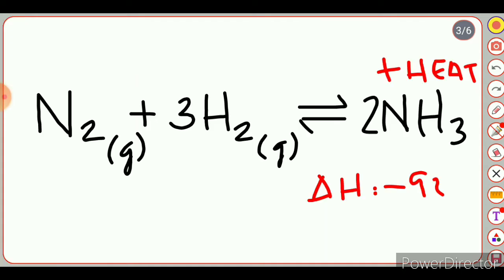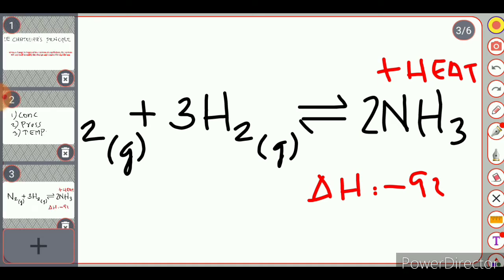Now let's look at the reaction in which N2 plus 3H2 gives 2NH3. We know that it is Haber's process, and in Haber's process delta H is equal to minus 92 kilojoules, so that heat is produced as a product. It is an exothermic reaction. Now we are going to change the pressure, concentration and temperature of this equilibrium or this system.